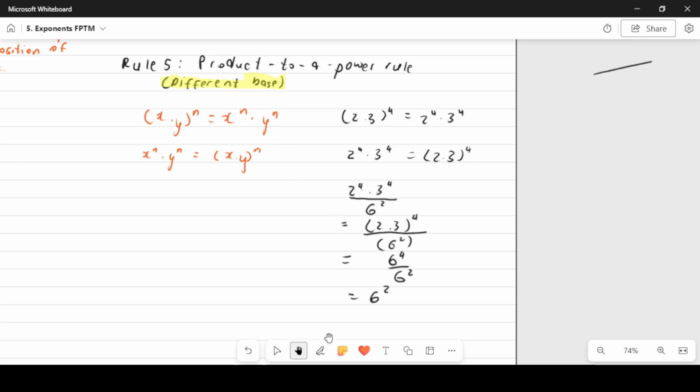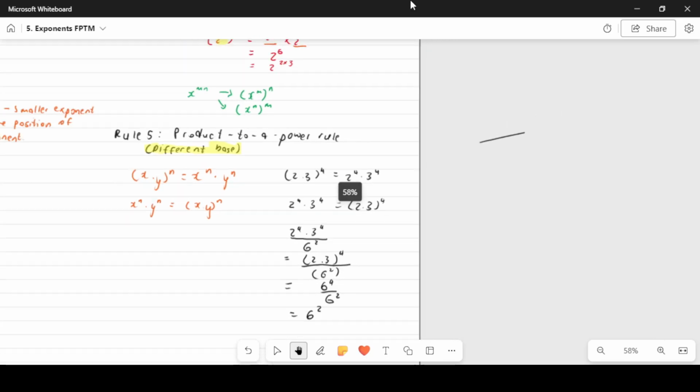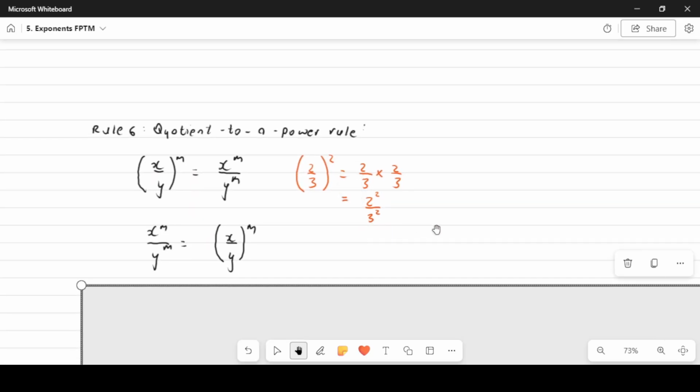Okay, let's do the last 4 rules, and then we can conclude the exponential rule section. Very simple rules, okay? Quotient to a power rule. Let's write this down. Whenever raising a quotient to a power, raise both the numerator and the denominator to the index. So whenever raising a quotient to a power, you can raise both the numerator and the denominator to that power.